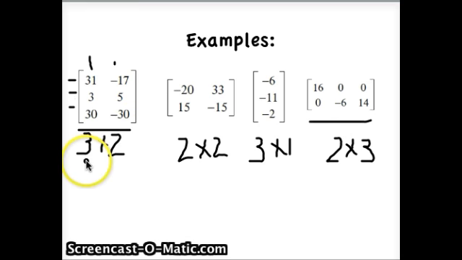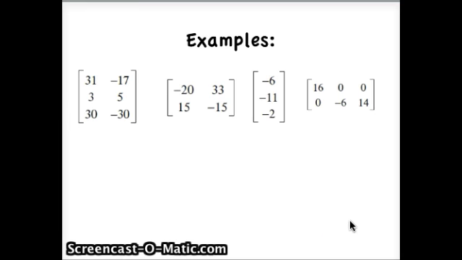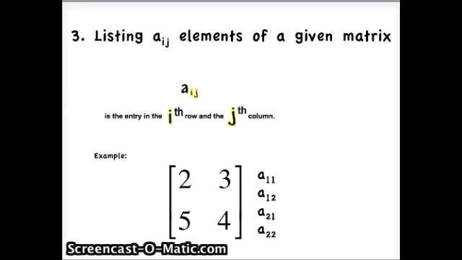So make sure you remember that we're doing rows by columns, okay? Very important to remember. Okay, so listing the Aij elements of a given matrix. Aij just refers to the entry or element in the ith row and the jth column, okay? So stick with me here.